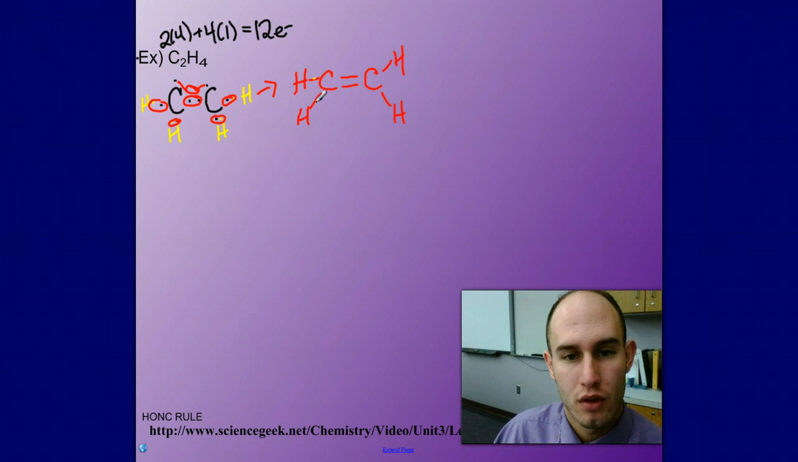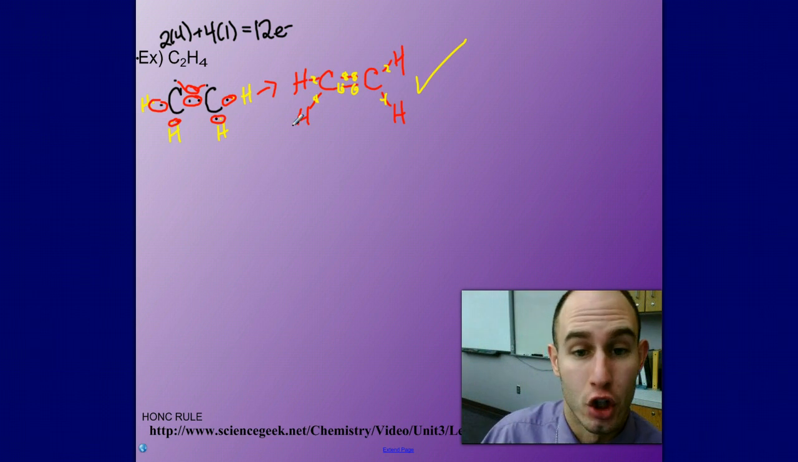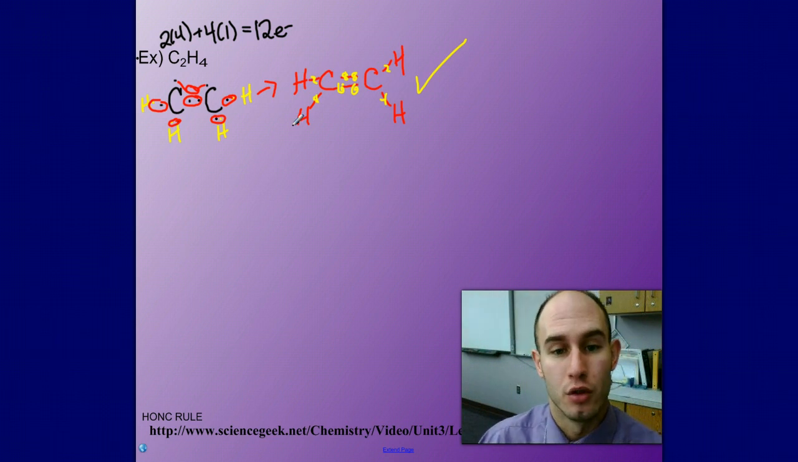You're going to have 2, 4, 6, 8. So that would be 2, 4, 6, 8. And same for this carbon, 2, 4, 6, 8 around that carbon, each hydrogen with 2. And I've only used 12 electrons. 2, 4, 6, 8, 10, 12. So all of your work checks off okay, and that is a good example of Lewis structures.